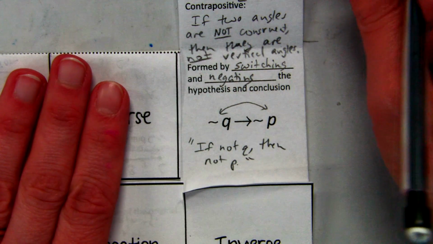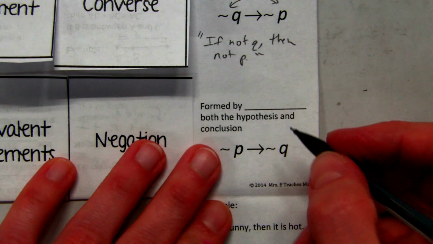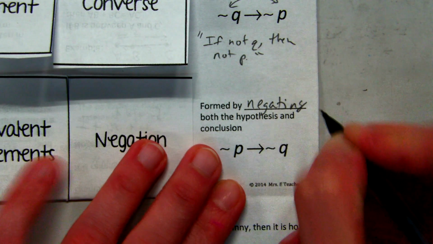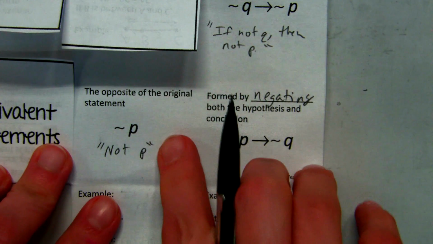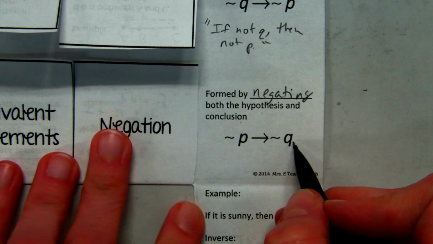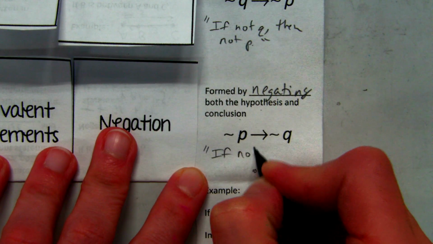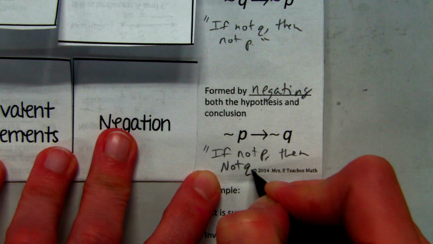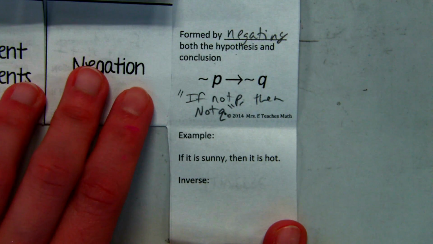Okay, so let's go down into the inverse. So the inverse is formed by negating both the hypothesis and conclusion. So I guess I was trying to jump into that with negation. Negation's just one of them. We're going to negate both pieces. So this would say, if not P, then not Q. They didn't switch them, they just put nots on both of them.